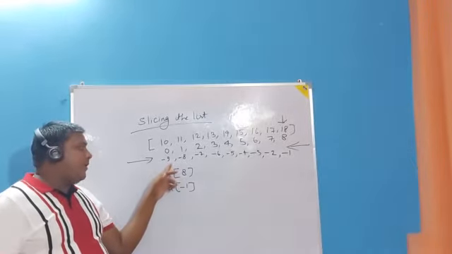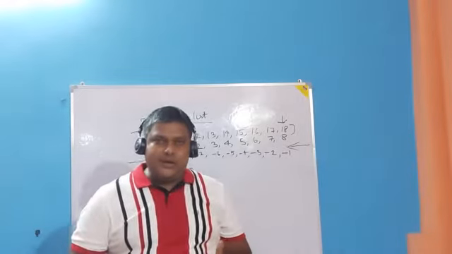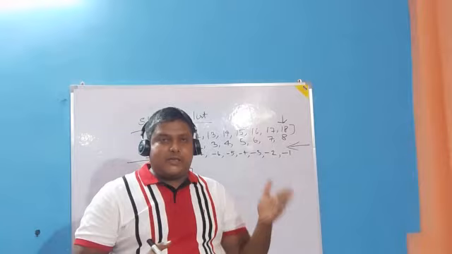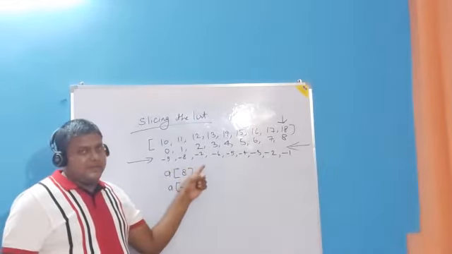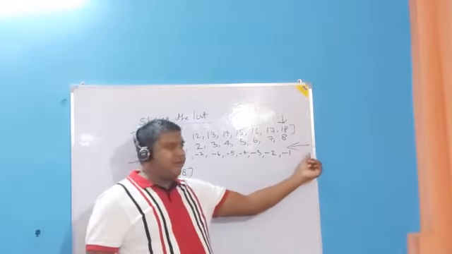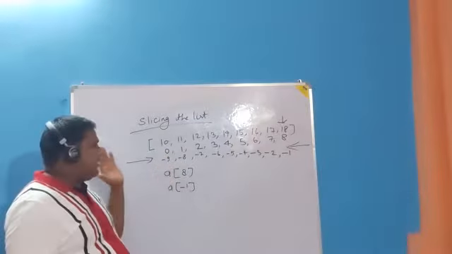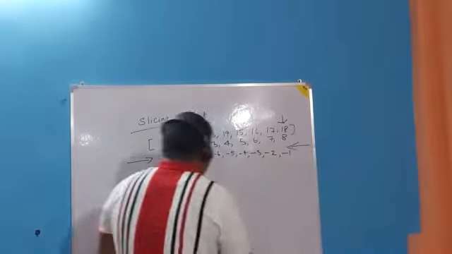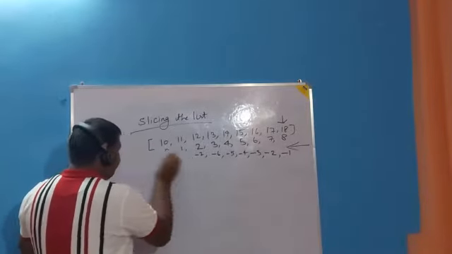Always remember, if negative numbers are used in slicing to specify from where we extract the items, we have to remember these negative indexes. Negative indexes always start from the right side, and positive indexes from 0 always start from the left side. So in slicing we will use both positive and negative indexes. Now look here.